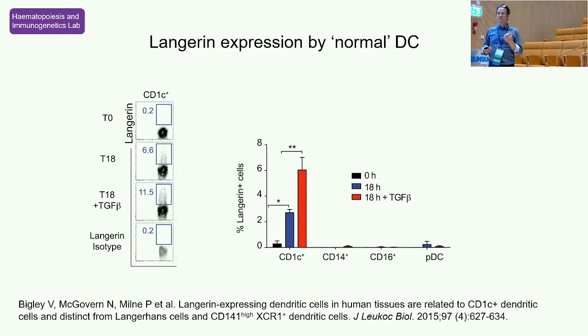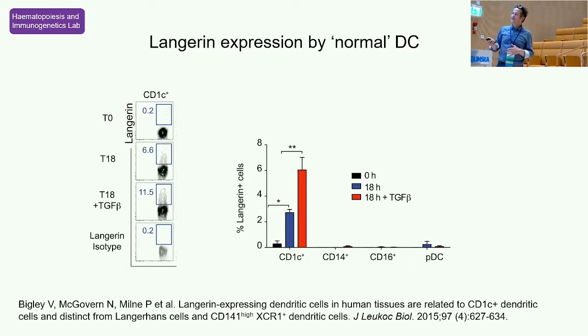It's not even restricted to Langerhans cells in normal healthy tissues. This is an experiment we did a few years ago, where we just took different fractions of myeloid cells, and you'll see this is Langerin up this axis. If you just hold the blood in the tube overnight, you get a little bit of Langerin expression, mostly on these CD1C positive dendritic cells, less so on the monocytes and the plasmacytoid DCs.